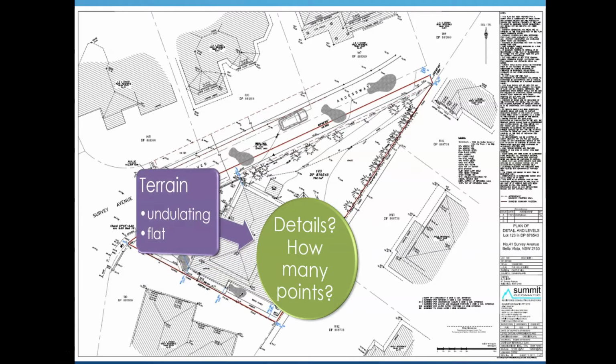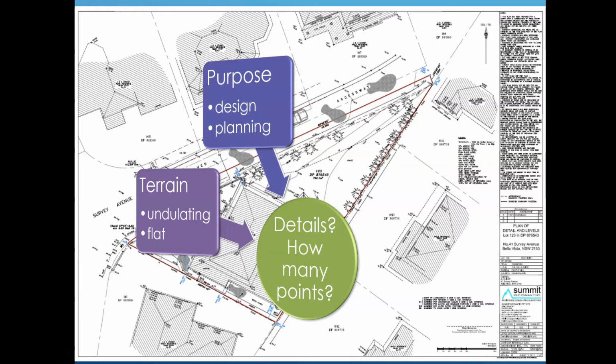But generally, one of the factors that will determine how many points we need will be the terrain, whether it's undulating or a flat area. Obviously, an undulating area would mean that we probably need more points so that we can represent the area more accurately, as opposed to flat. Probably a few points will suffice, as long as we get a picture or some indicator of what the contour of the area is.